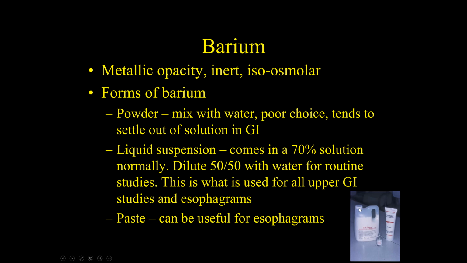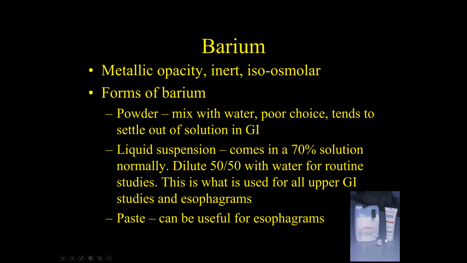The most common form of barium is in this bottle here, this solution. Typically when you're going to do an upper GI study with a dog, you would dilute this half and half with tap water. It doesn't need to be sterile water. After all, we're putting it into the dog's stomach and mouth. So you would use a 50-50 solution, diluted half and half with tap water, and that's what you would give when you want to do an upper GI study.